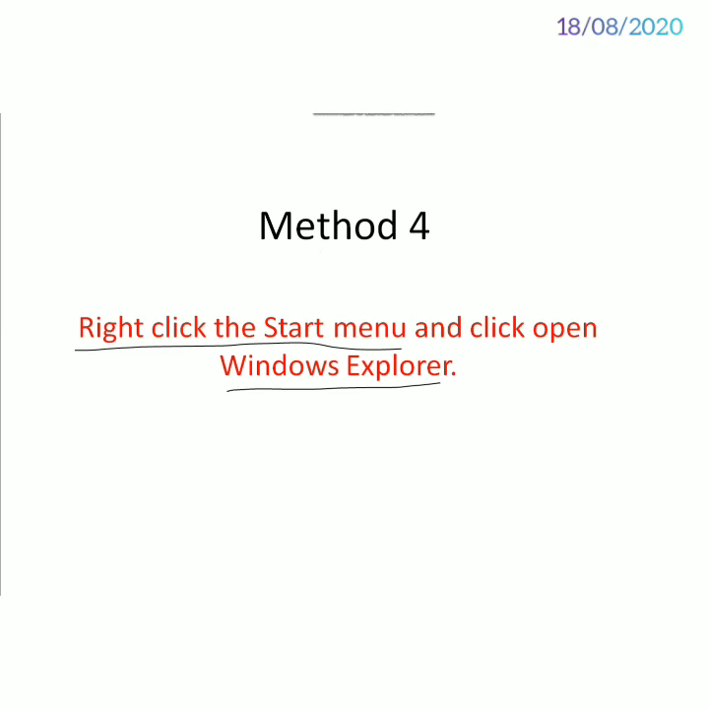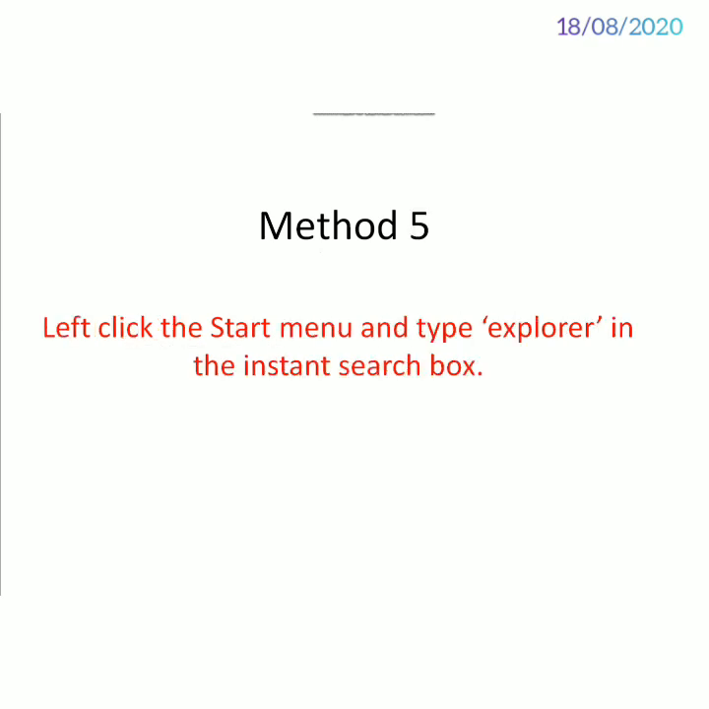Now let us move on to the last method. Method number 5. You have to left click the start menu, then you have to type explorer in the search box. Alright, as soon as you do that, you will be able to see that Windows Explorer appears in the list for you to select. Okay, so I hope all of you are clear with all the 5 methods, isn't it? Now let's move on to the next topic.